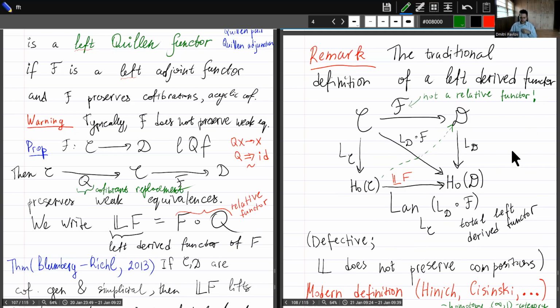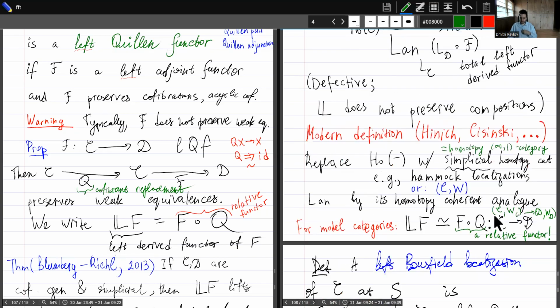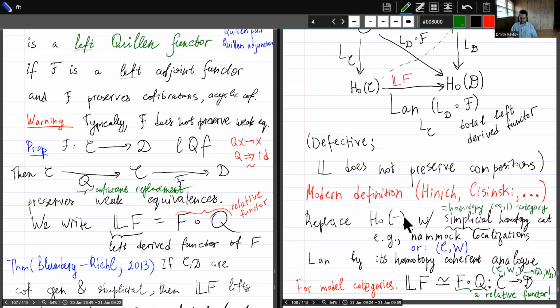So the left-derived functor construction, when expressed using the language of relative categories, turns a left equivalent functor, or more generally a left deformable functor, into an actual relative functor by precomposing it with capital Q. And you can prove that this construction satisfies the appropriate homotopy coherent expression of this modern definition.